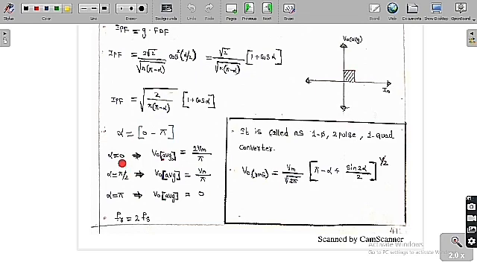If you substitute alpha equal to 0, we get V0 average equal to 2 Vm by pi. If you substitute alpha equal to pi by 2, we get V0 average equal to Vm by pi. If you substitute alpha equal to pi, we get V0 average equal to 0. So as alpha varies from 0 to pi, V0 average changes from 2 Vm by pi to 0.